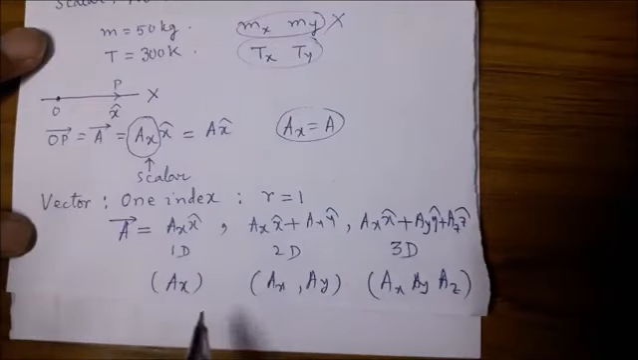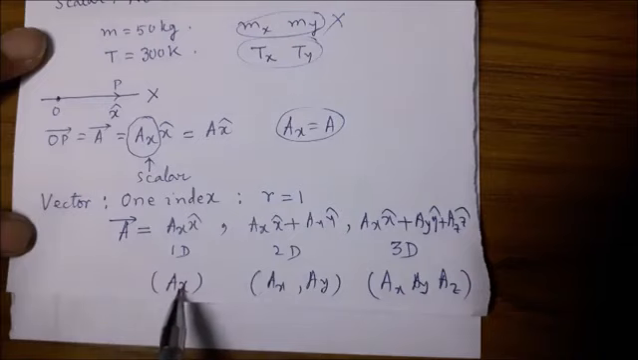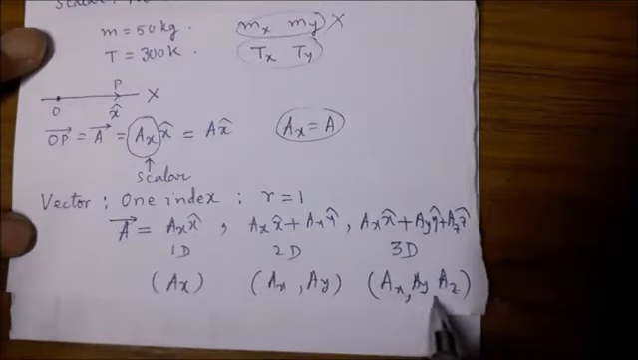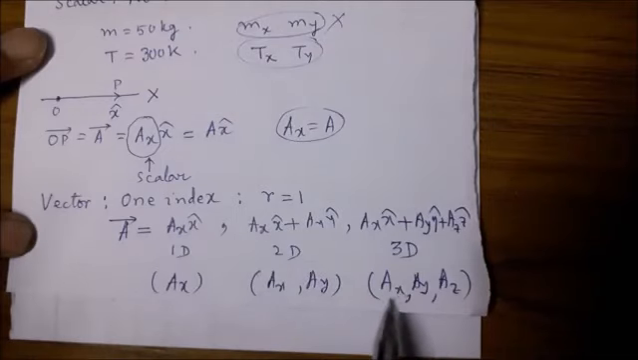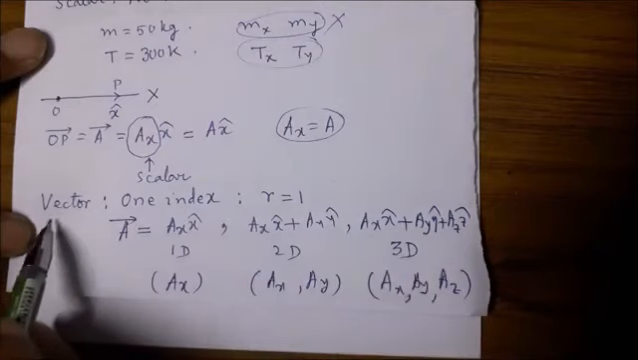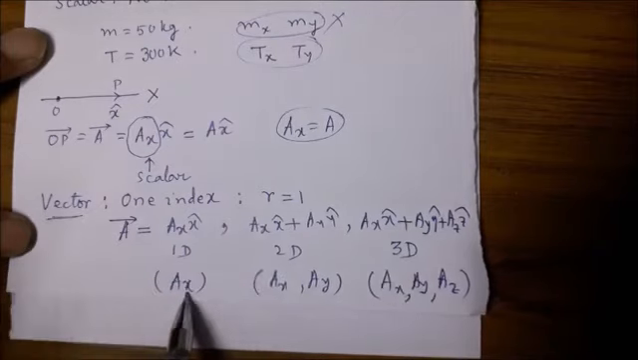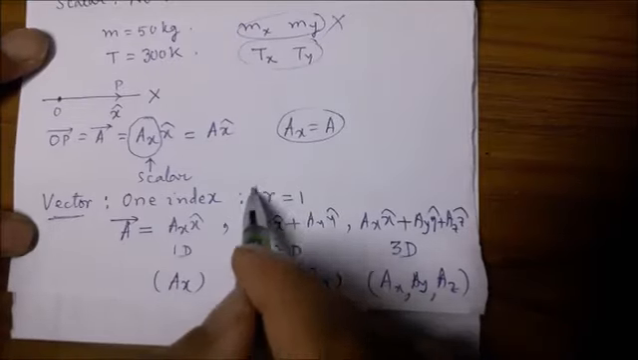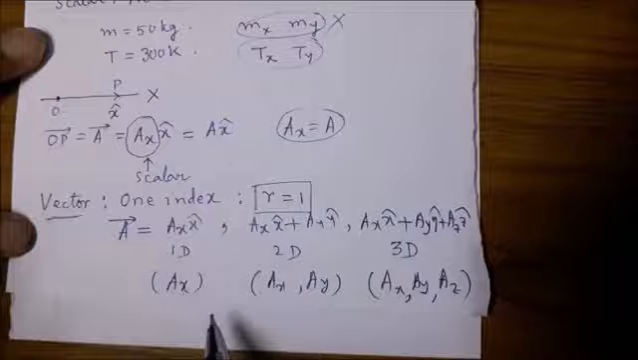So the main point is how many indices we require. We require one index if it is a 1D vector. We require one index if it is a 2D vector. We again require one index here if it is a 3D vector. So whatever be the dimension, if it is a vector, we need one index for its expression, and therefore the rank of a vector is 1.